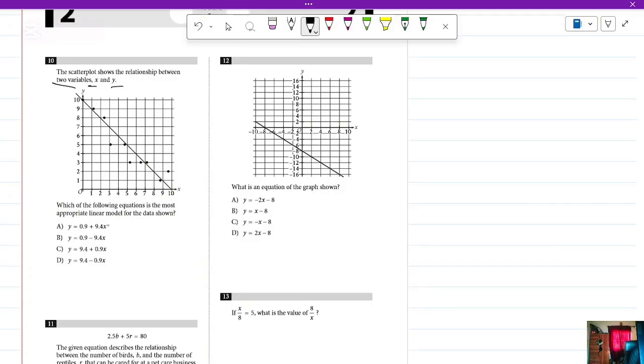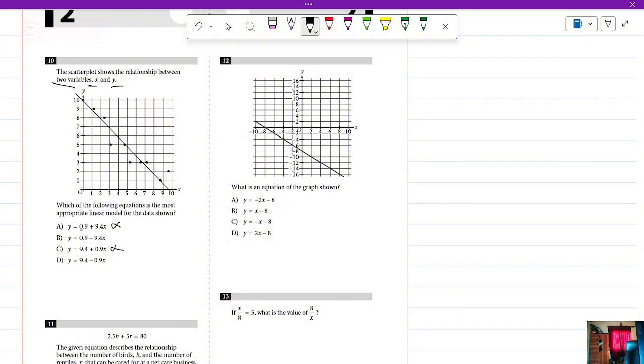So if my best line is going this way, it means that the x is going to be negative. You must know that one. So definitely it can be A, and it can't be C. So your answer is between B or D. Now, how do you know your answer?